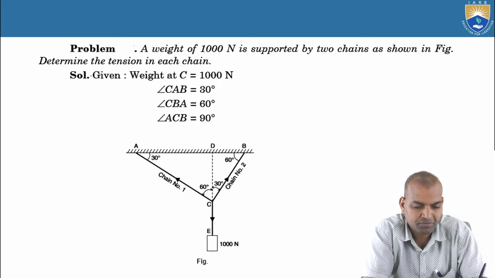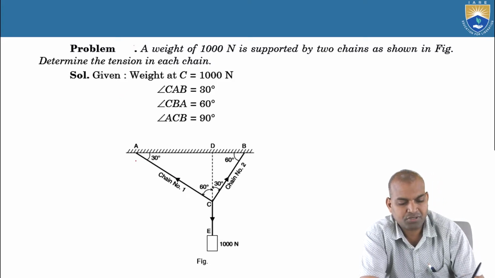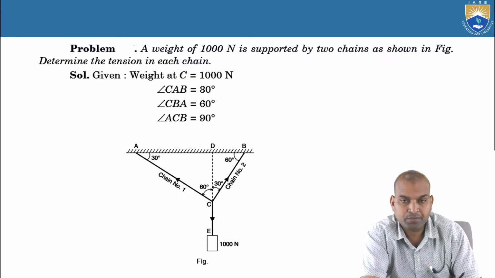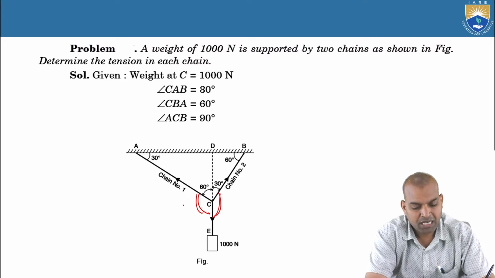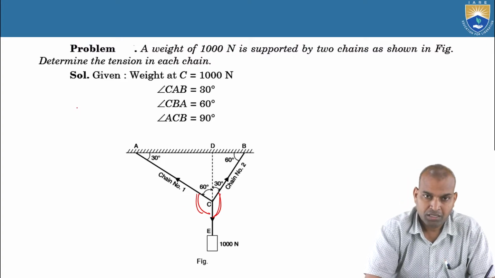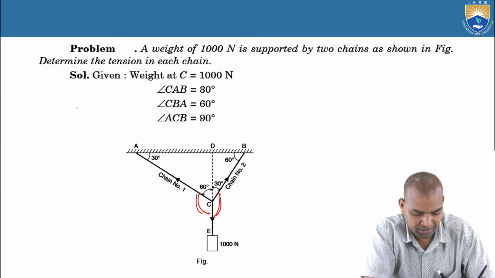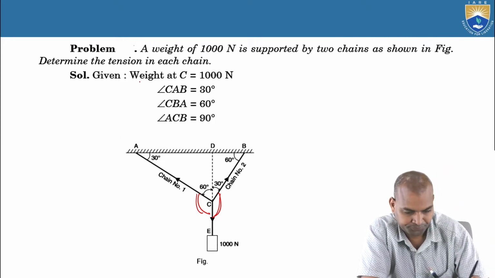What is mentioned here? The problem is this is the figure. The figure consists of chain number 1, that is CA, and chain number 2, CB. The angle between chain 1 and chain 2 is 90 degree. So how to find out these angles? If we know the angle between ACE and the angle between BCE, then we can apply the Lamis theorem directly.